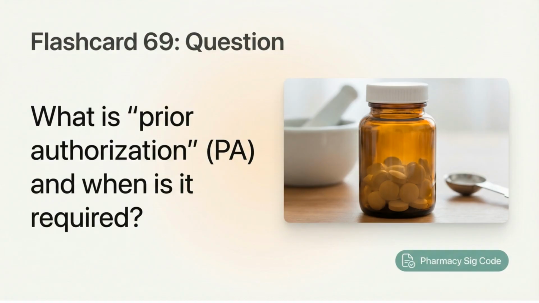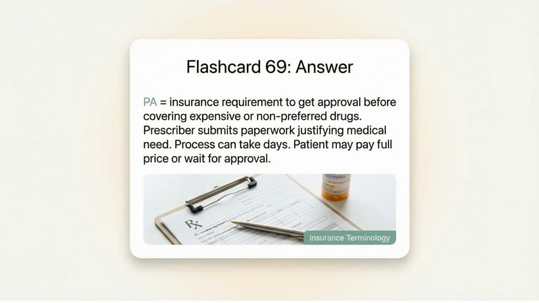Flashcard 69 asks, what is prior authorization, PA, and when is it required? Prior authorization, or PA, is an insurance requirement for approval before covering expensive or non-preferred drugs. The prescriber must submit paperwork justifying the medical need. The patient may pay the full price or wait for approval, as the process can take days.